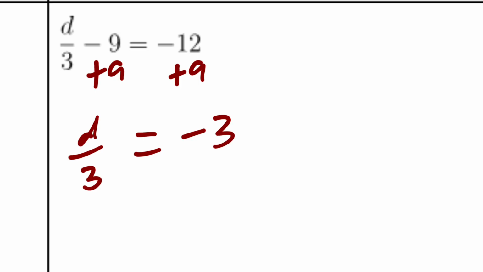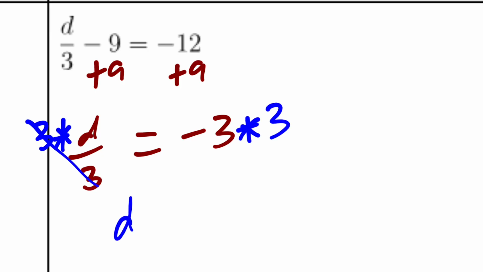First we cancel out the subtraction, and we get d over 3 is equal to negative 3, because we started negative and we're heading towards 0. Remember, the fraction bar is like division, so we're going to multiply both sides by 3. That cancels things out over here. We get d is equal to negative 9.